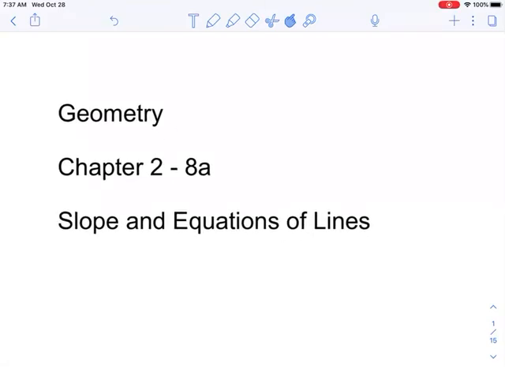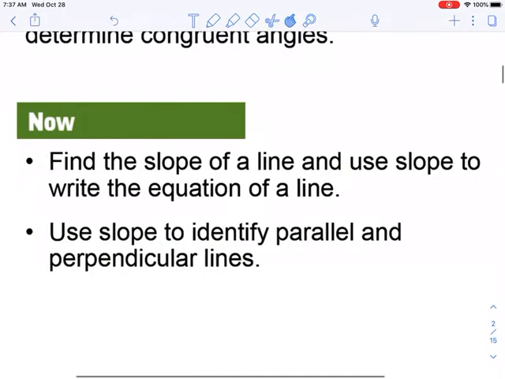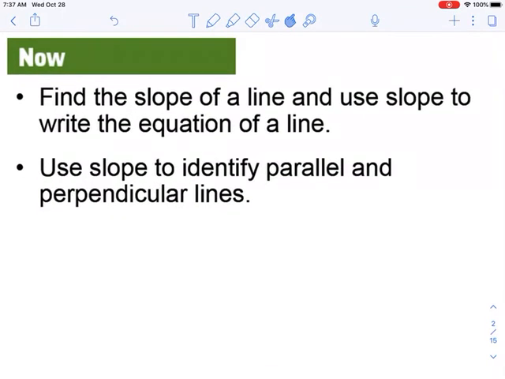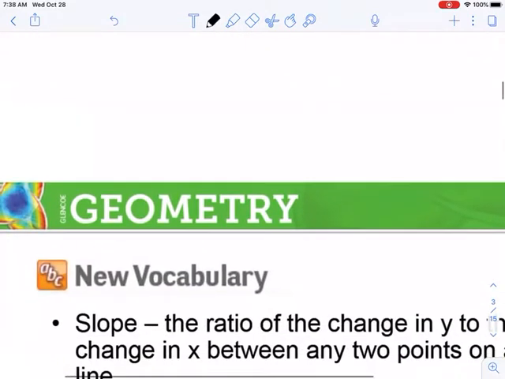All right, today we're going to do a little review, I suppose, of some Algebra 1 topics, slope and equations of lines. So we got a little reprieve here from the proofs and the geometry, but we'll get back into that, don't worry. Find the slope of the line and use it to write an equation. Use slope to identify parallel and perpendiculars. This will be the second half of the section right here, and the first half is dealing with slope.